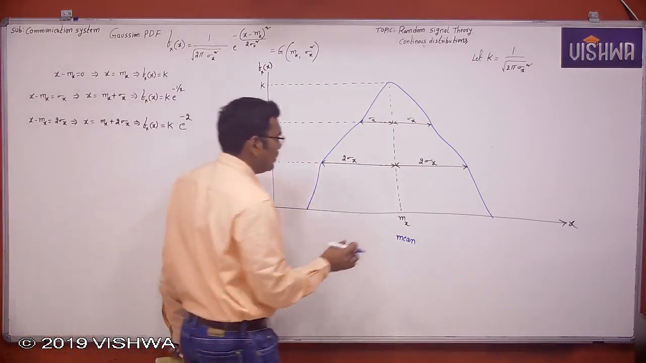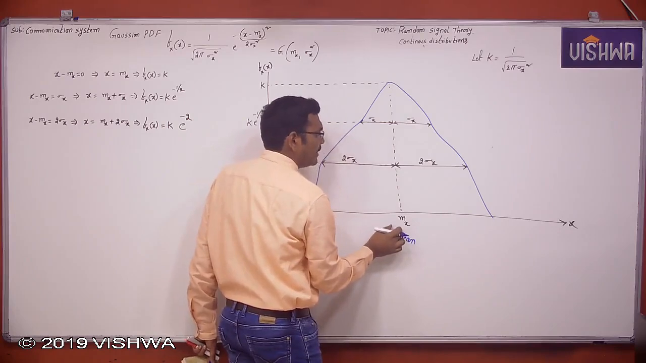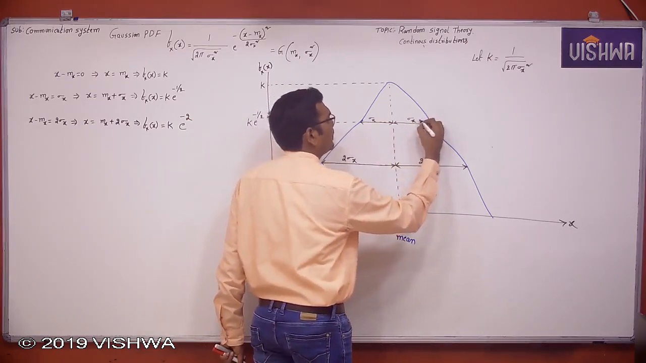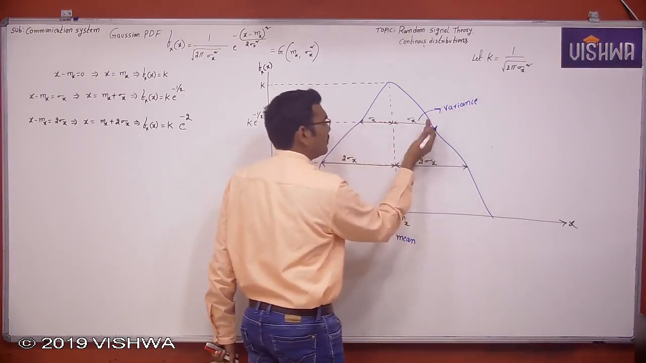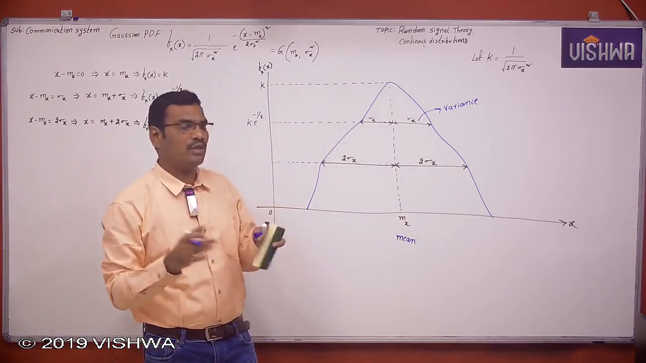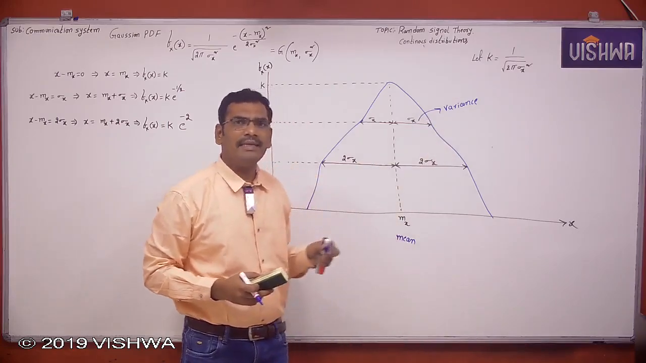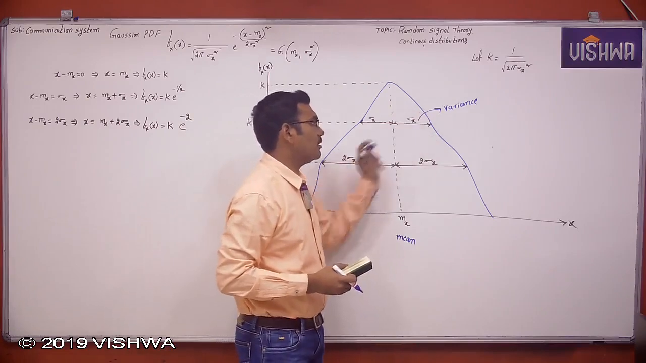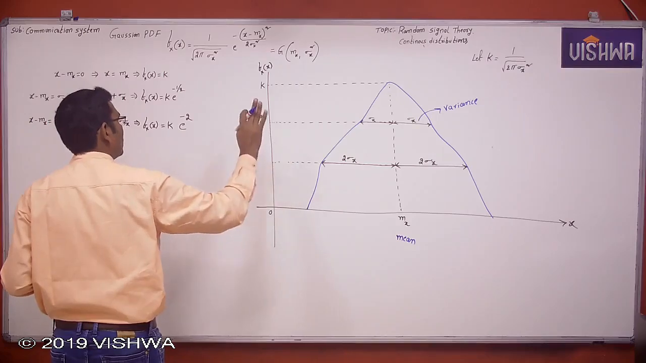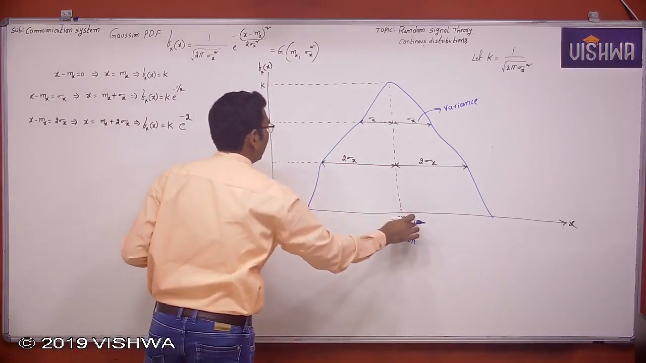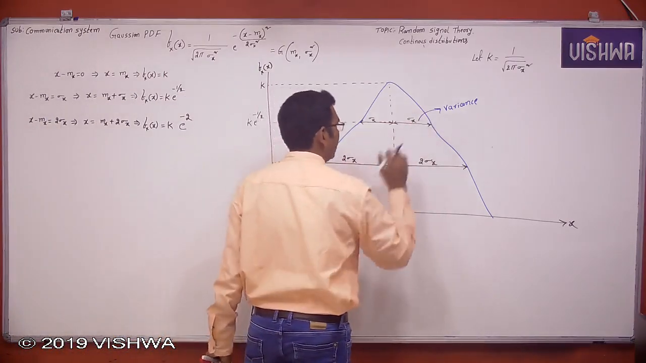And one more thing, the spread of the distribution about its mean is called variance. How much the distribution spreads about its centered point, its mean, is called variance. Therefore, this probability density function is a continuous Gaussian distribution centered at the mean mx, and the spread of the distribution about its mean is called variance.